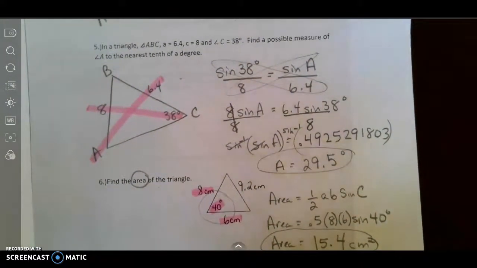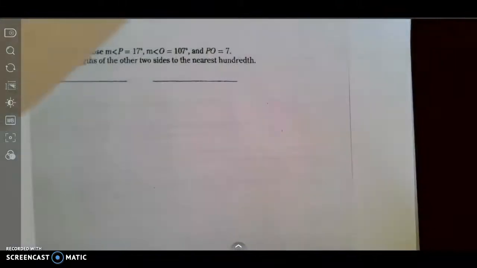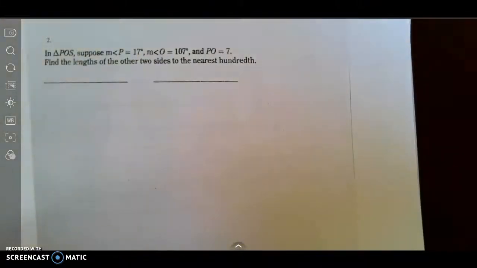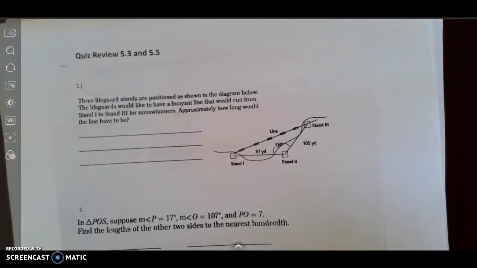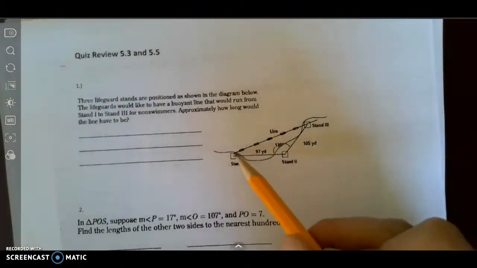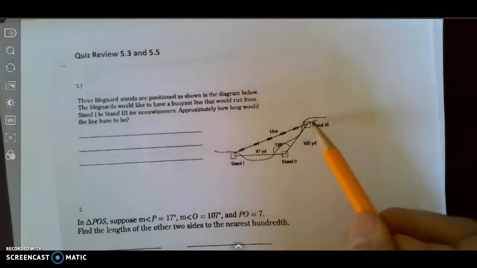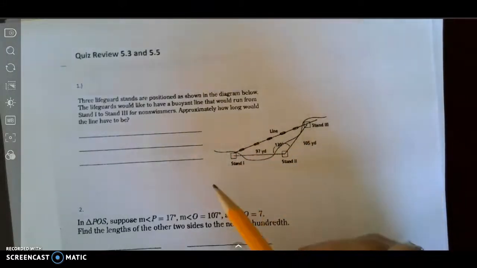All right, let's go to our next page. A couple extra problems to do. 3 lifeguards are positioned as shown in the diagram below. They would like a buoyant line that would run from stand 1 to stand 3. How long would the line have to be?